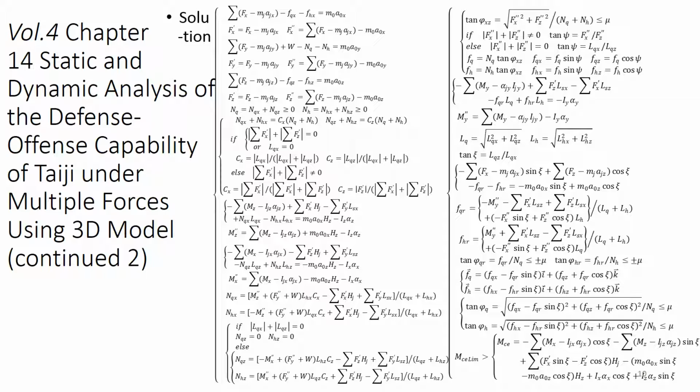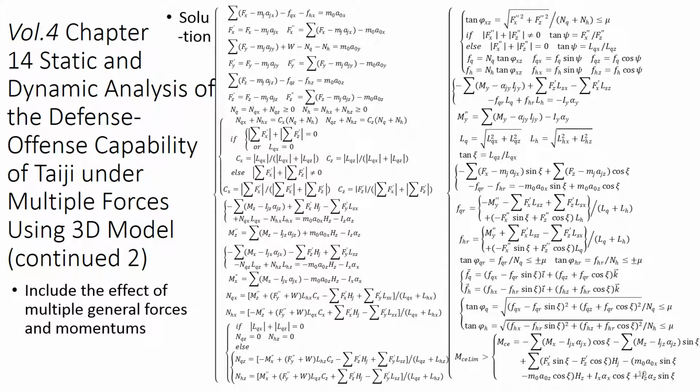Normal force for both feet. Friction force for both feet. Tangent of angular line of force for both feet. Include the effect of multiple general forces and momentums. Cover 5 critical conditions.